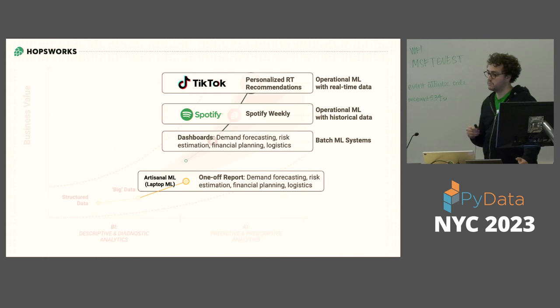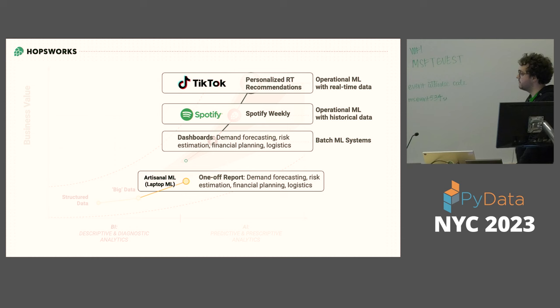There are different levels of machine learning systems, generally speaking, applications that leverage machine learning. We start from the bottom. The bottom is what we call laptop ML. This is more like the classical Kaggle challenge, where you get a CSV file, you do some training, you do some predictions, and off you go. That's not what we consider a machine learning system.